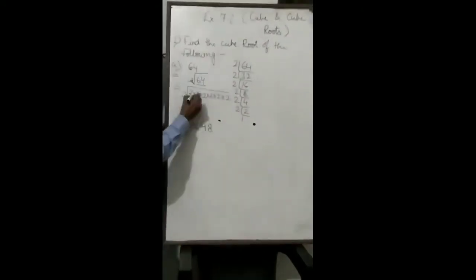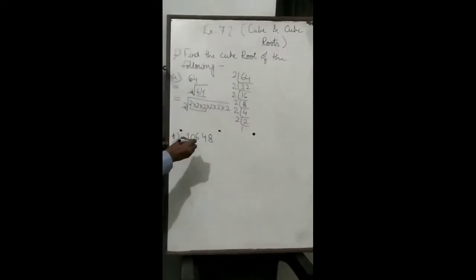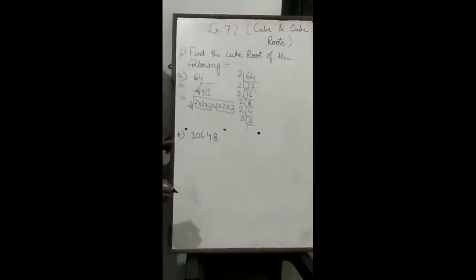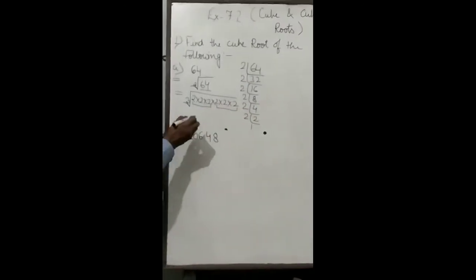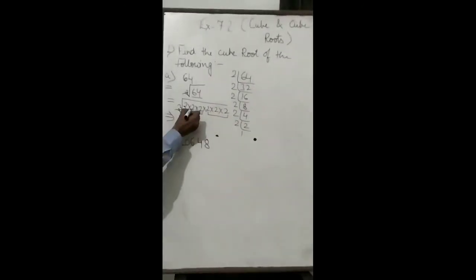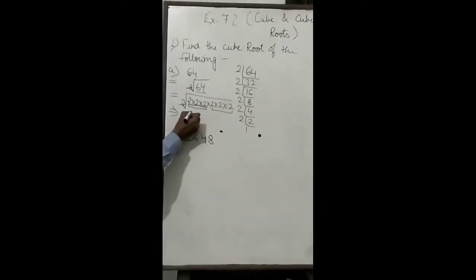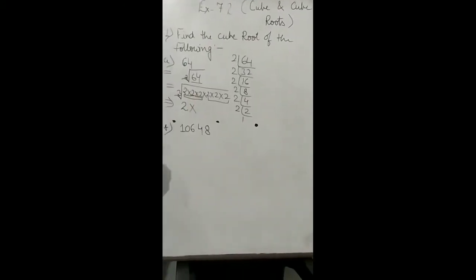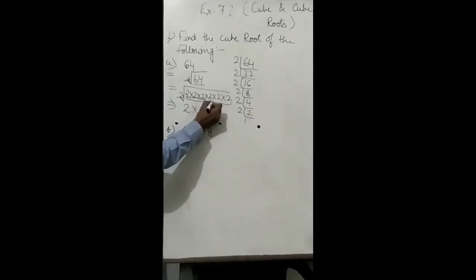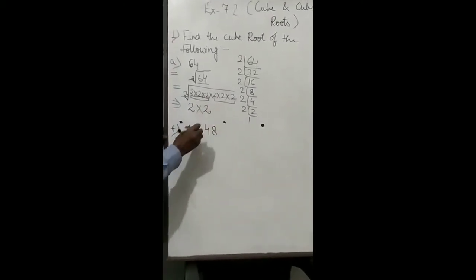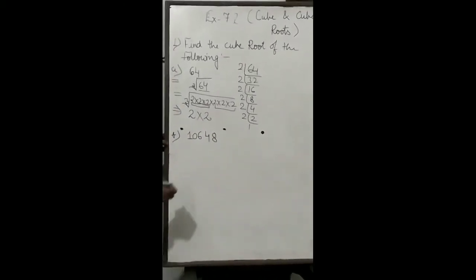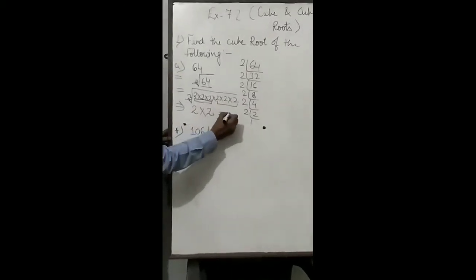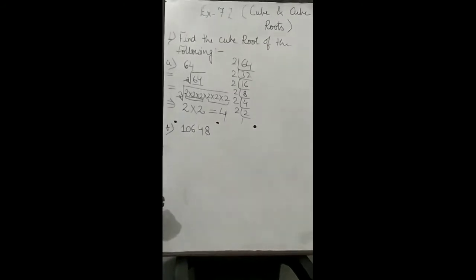Now students, you can see this group is completed because three 2s are here, and again this group is also completed, again three 2s are here. That means from this group we will pick one 2 outside of the cube root symbol, and again from here we will pick another 2 outside of this symbol. So when we multiply it, 2 times 2 is 4, which is the answer of this question.